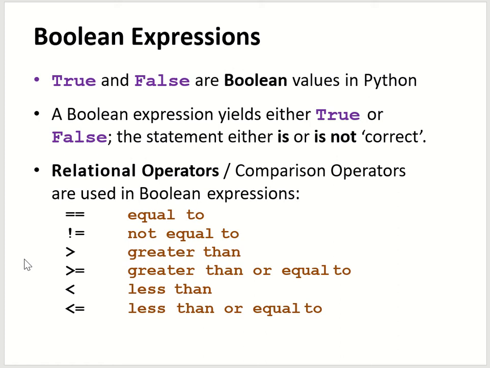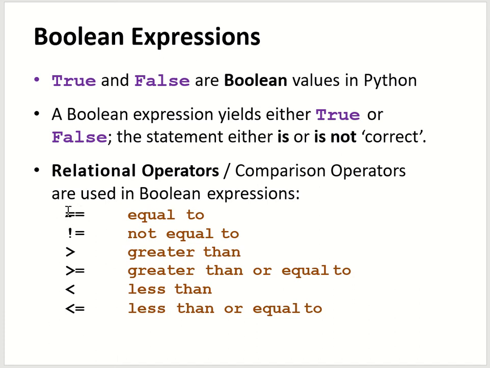And when you multiply two numbers, the output is a number. When we use these relational operators to relate two operands, two values, the output for that is going to be true or false, in the sense that the expression either is or is not correct. So Boolean expressions that make use of relational operators yield true or false for Boolean values in Python. You can see a list of 6 of them here.